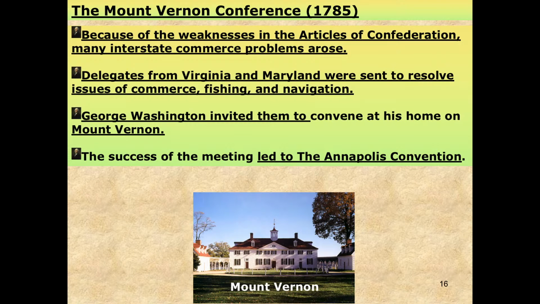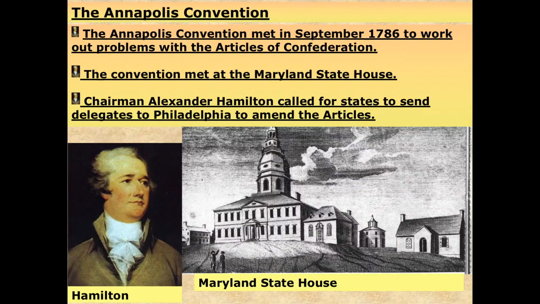So we meet up at Annapolis the following year, in 1786. At the Annapolis Convention, we've got more states joining on. Alexander Hamilton's representing New York. At this convention, what we ultimately decide is that, you know what, yeah, we need to convene a convention the following year with all the states involved this time so that we can amend these articles. And this convention is going to happen in Philadelphia.